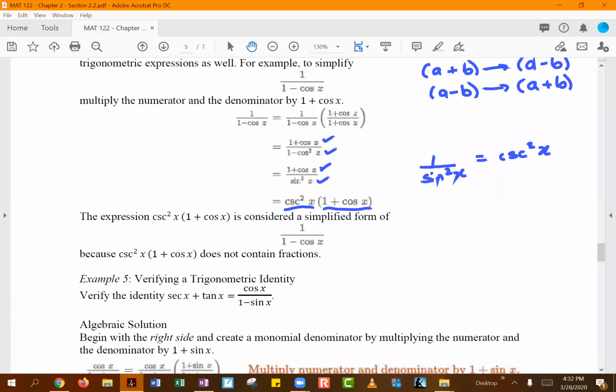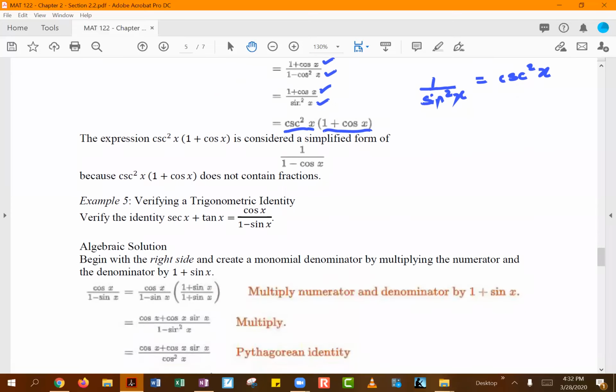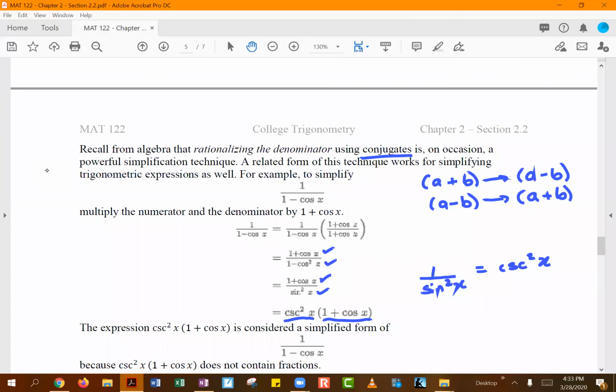So a lot of times, when they are asking us to simplify an expression, just getting rid of the fractions can be considered as simplifying your expression. So this is a pretty neat trick that we are actually going to be using in this example number 5 here. So you can see we are given secant of x plus tangent of x equals cosine of x over 1 minus sine of x. So this is definitely where you can see that we will need to use the conjugate process here, or basically, as we call it, the rationalizing the denominator trick to help us out here.